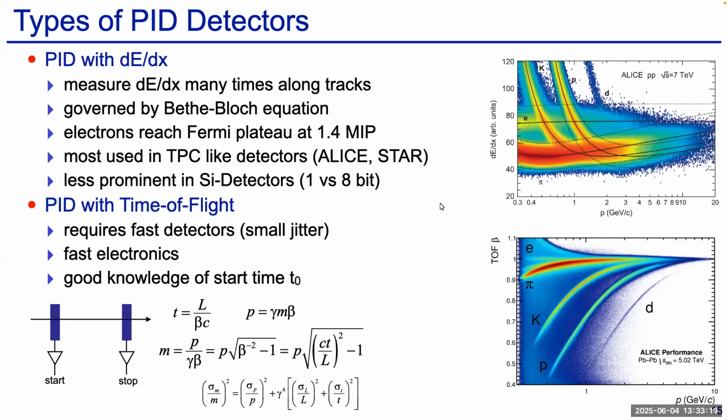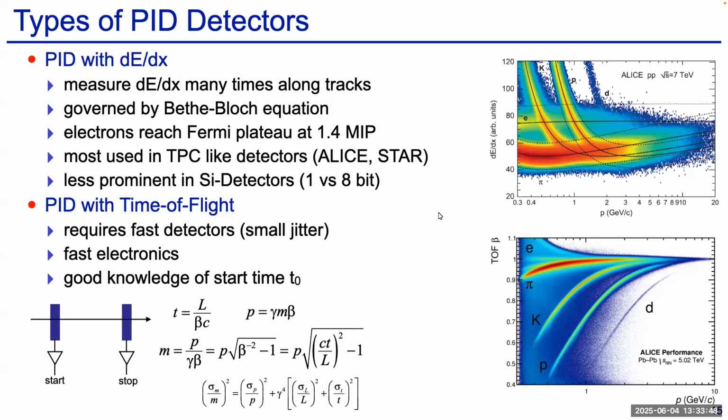PID with dE/dx. Those of you who work on ALICE or STAR or sPHENIX or all these detectors which have big gas detectors know these kinds of plots. This is the momentum scale, and this is the energy loss. You see these different bands. This is the proton band. This is the electron, the electron goes along here. And then you have deuterons and so forth.